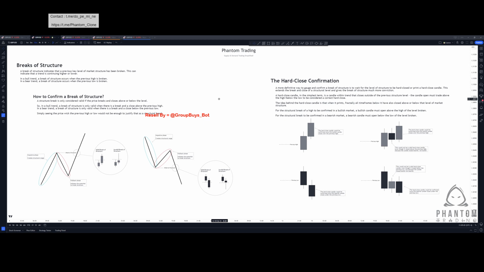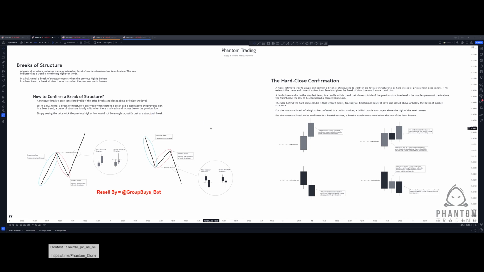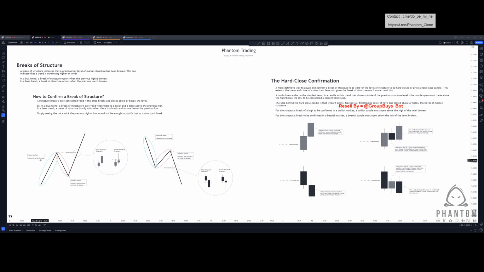So how do we confirm these breaks of structure? A structure break is only considered valid if the price breaks and closes above or below the level in question. So if we're looking at a bullish trend, a break of structure is only valid when there is a break and close above the previous high.